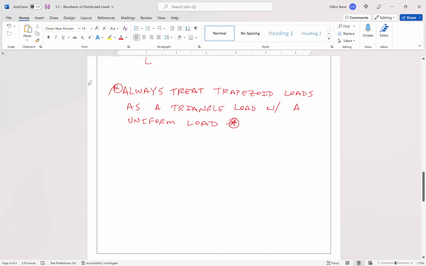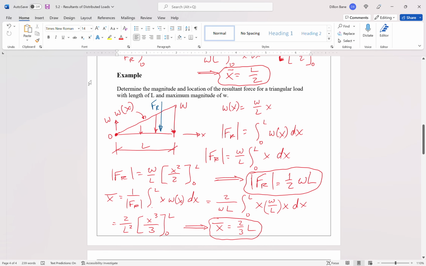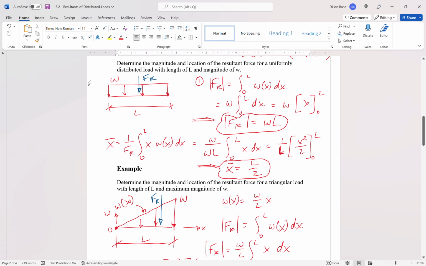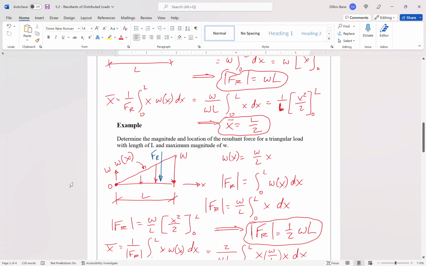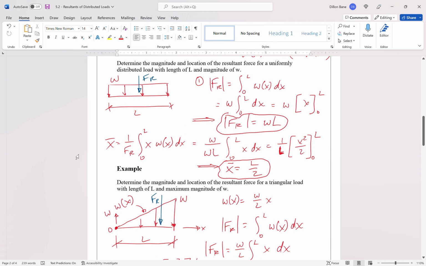So this is really all I want to cover in the video, with the main points. Going back to this, I can't drill it enough to you. This is the main point of this whole section 5.2. The magnitude of the resultant: the total load of a uniform load is just W times L, and it acts right in the middle of the uniform load. For the triangle load, the total load is 1/2 W times L, and it acts 2/3 L from the small end, or 1/3 L from the larger end. Those were the key takeaways for this section.